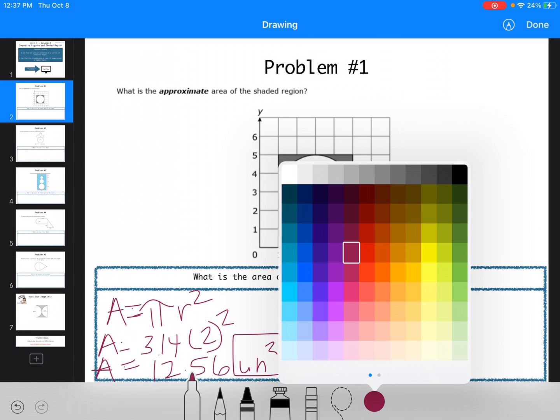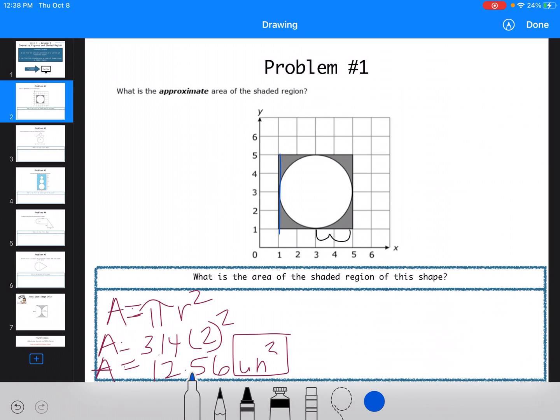So then I have to find the area of the square or the rectangle. I'm not sure. Let me look at it. It's a 4 by 4. So you're doing 4 times 4 and you get 16. So I've got to subtract 16 minus 12.56. So in my calculator, I'm doing 16 minus 12.56 and I get 3.44, and it's units squared.